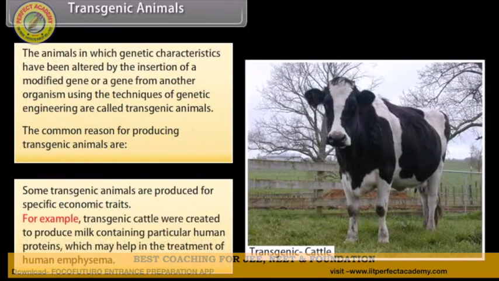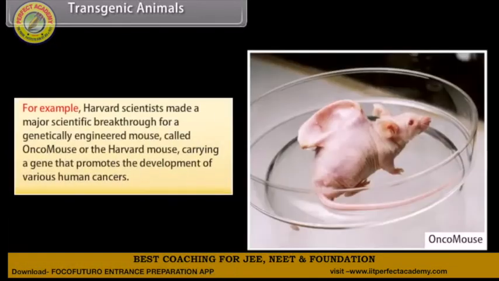For example, transgenic cattle were created to produce milk containing particular human proteins which may help in the treatment of human emphysema. For example, Harvard scientists made a major scientific breakthrough with a genetically engineered mouse called oncomouse, or the Harvard mouse, carrying a gene that promotes the development of various human cancers.